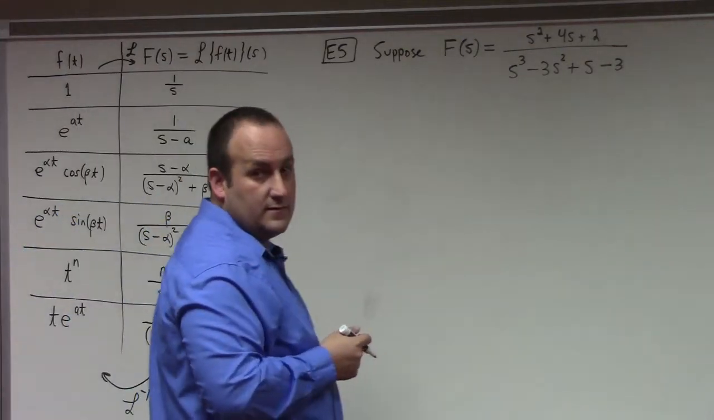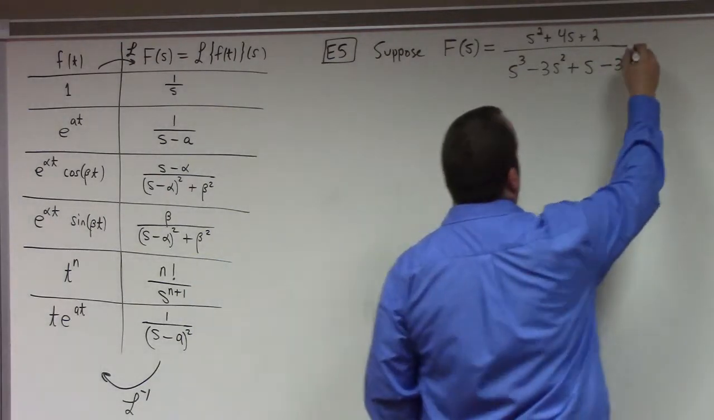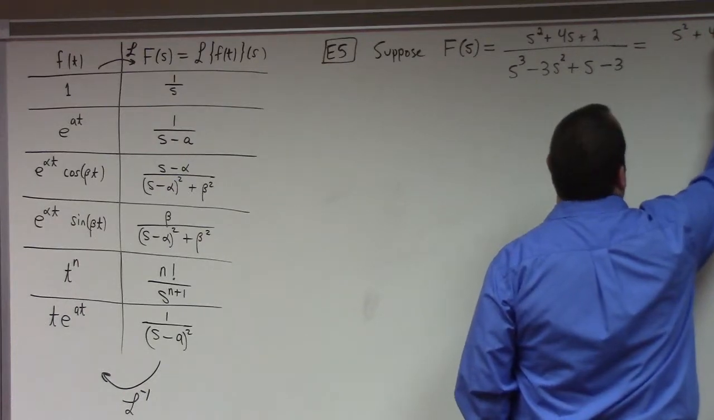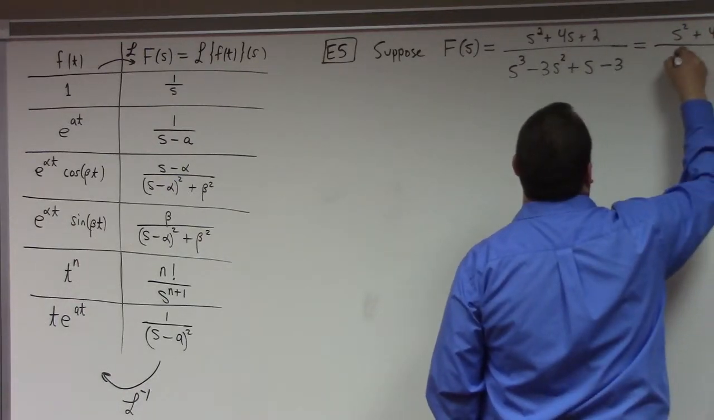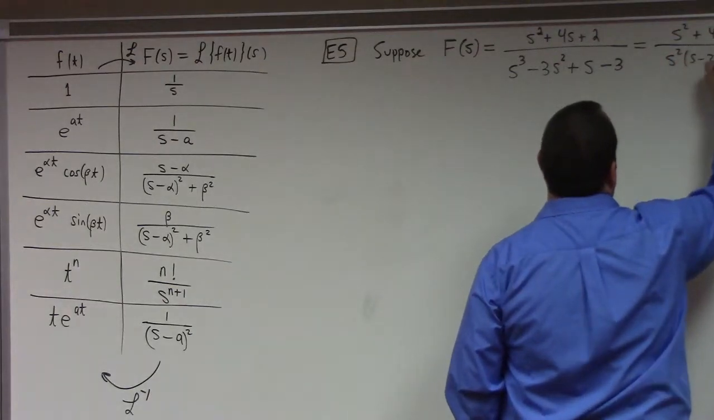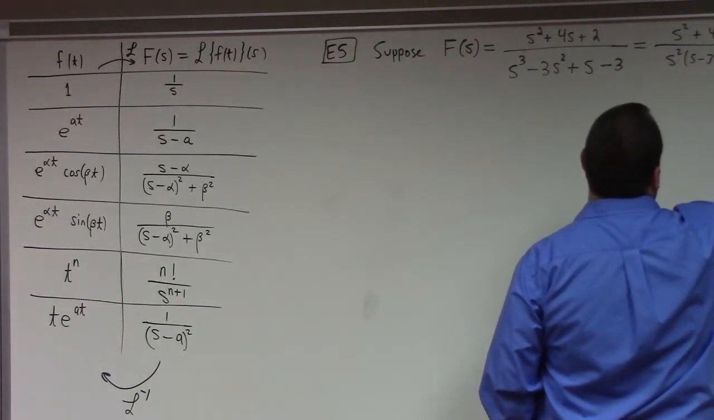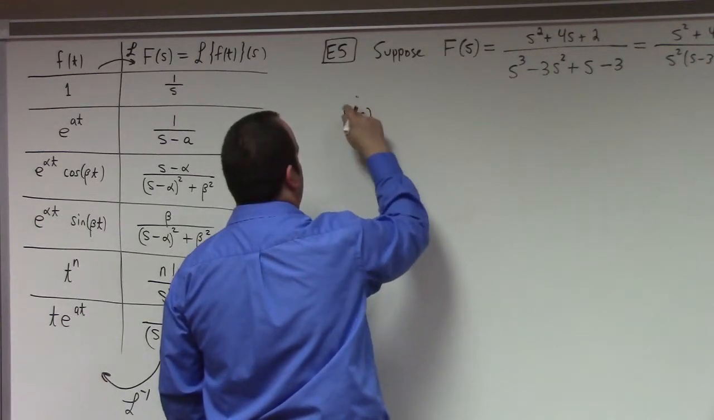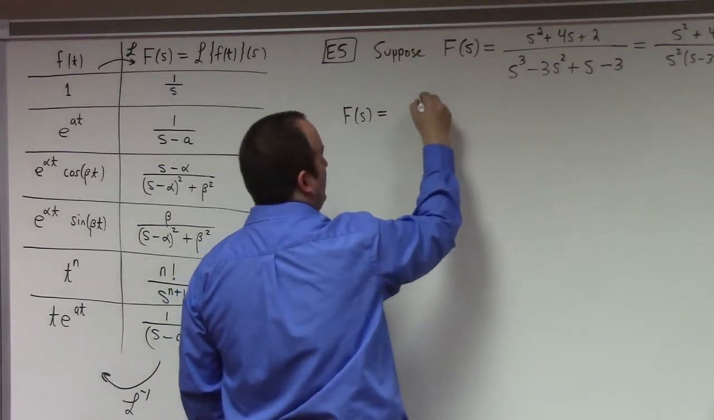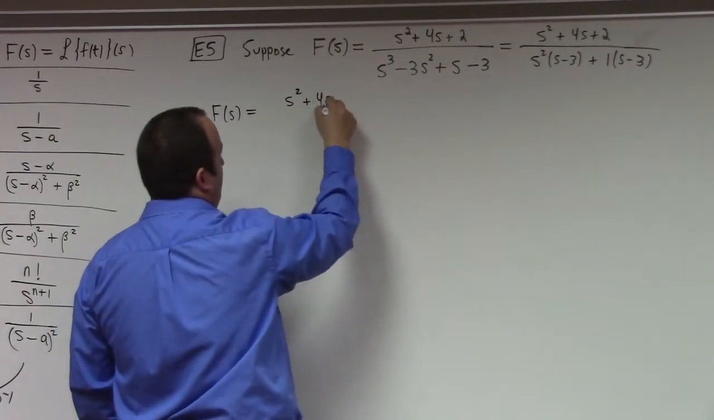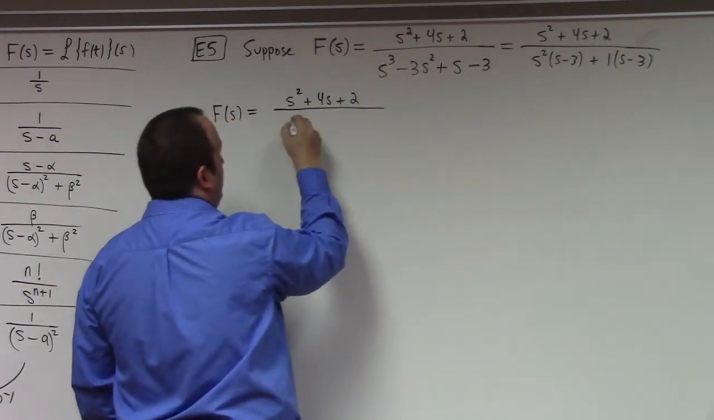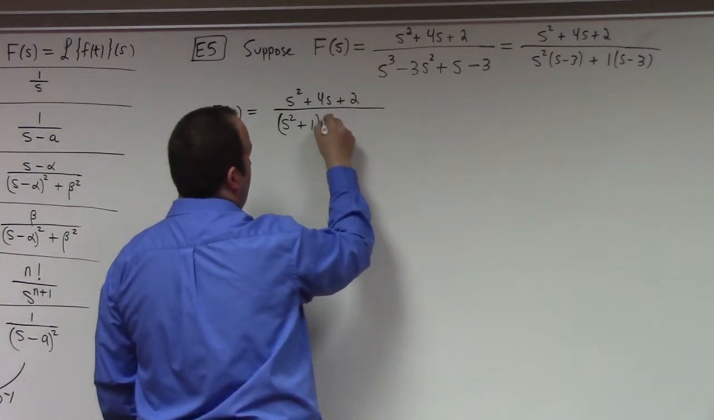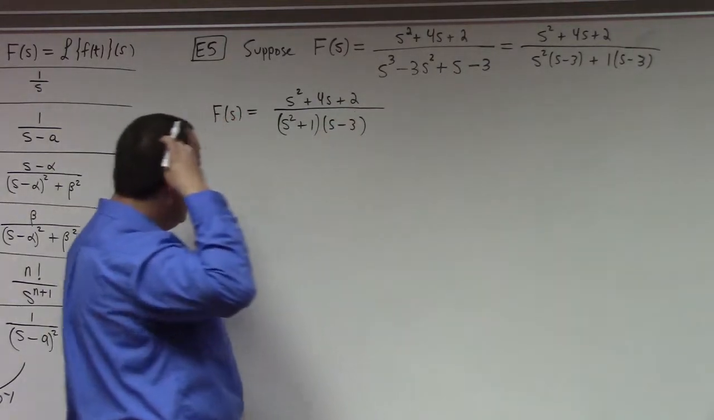S minus 3. Oh, there's an s minus 3. You can see factoring by grouping, right? So this is really s squared times s minus 3 plus 1 times s minus 3, right? So in fact, this mysterious f of s, you undid my multiplication, very good: s squared plus 4s plus 2 over s squared plus 1 times s minus 3, right?